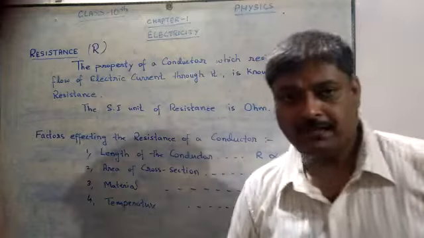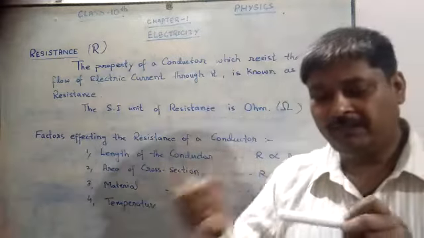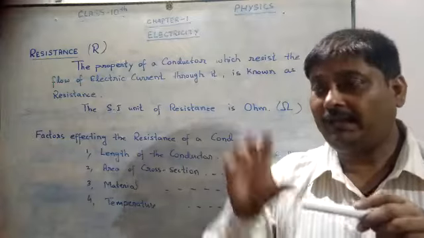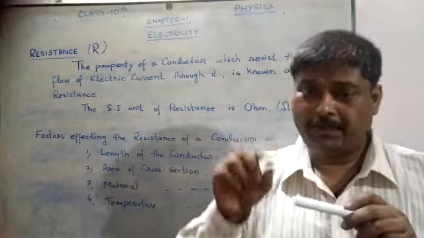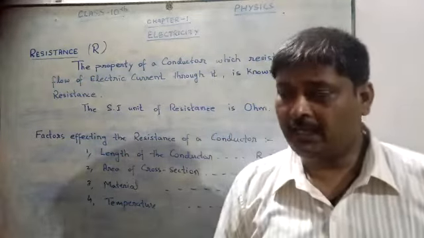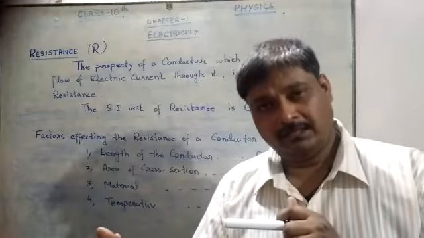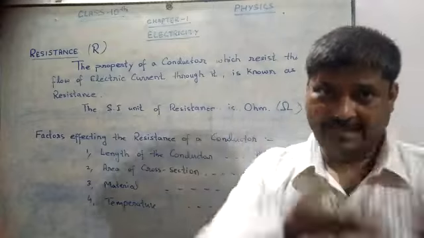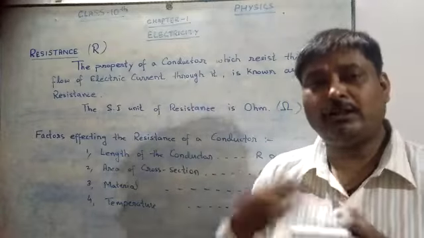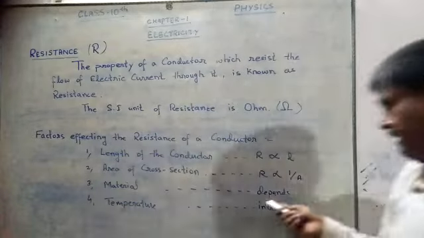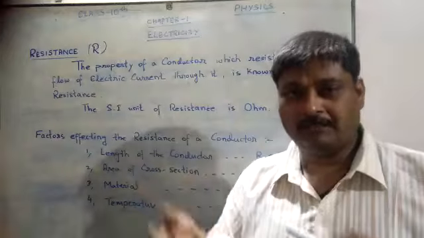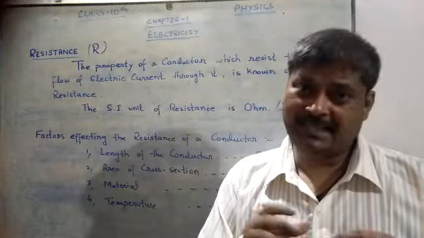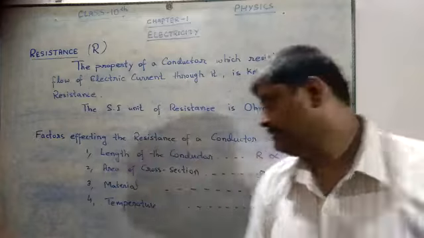Third one is material. It also depends upon the material. Some materials have less number of atoms in a unit cross section area, while other materials have more number of atoms. So it also depends upon the material itself. If the number of atoms is more, it will have more resistance. If the number of atoms is less, it will have less resistance.